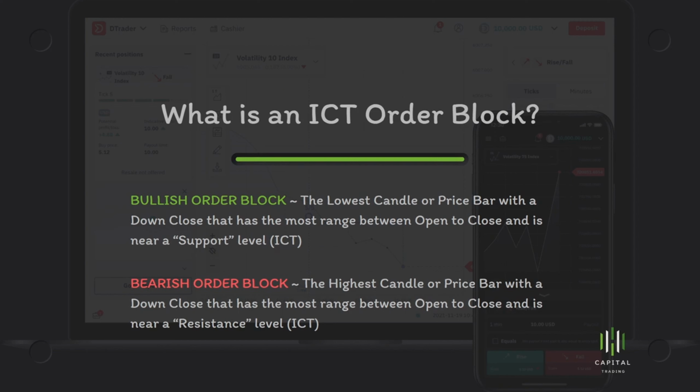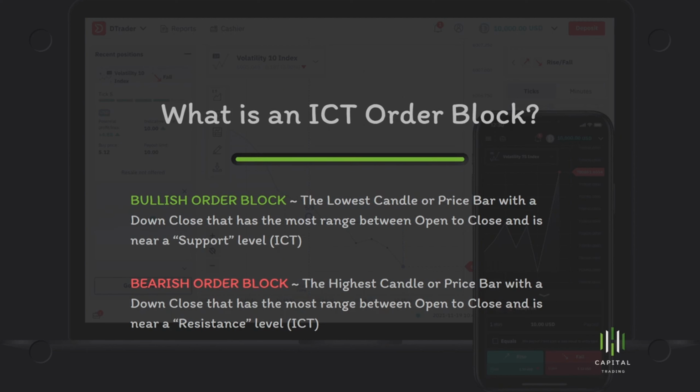We have bullish order blocks and then we have bearish order blocks. When we talk about a bullish order block, we mean the lowest candle or price bar with a down close that has the most range between open to close and is near a support level, quoted from ICT himself. And when we talk about a bearish order block, we look at the highest candle or price bar with a down close that has the most range between open to close and is near a resistance level.